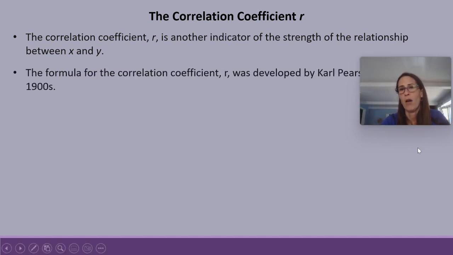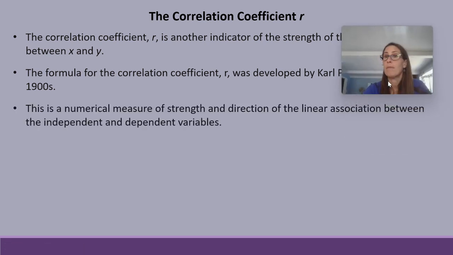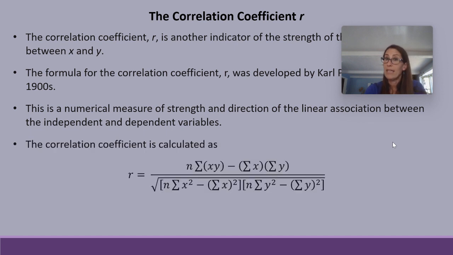It was developed by Karl Pearson in the 1900s, and it's a numerical measure of the strength and direction of the linear association between the independent and dependent variables. So here is the equation to calculate R, and it looks really busy and really hard, but it's really not, because remember that sigma notation just means we're adding things up. When X is next to Y, it means multiplication.